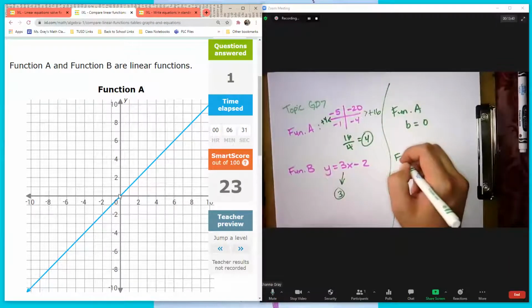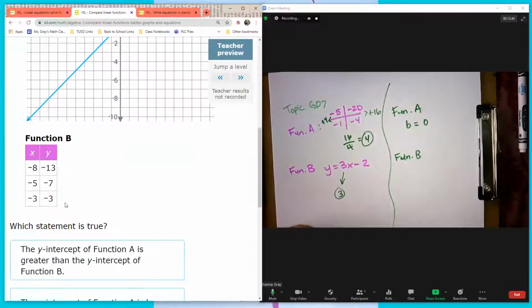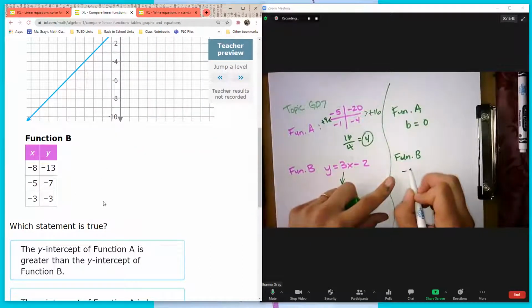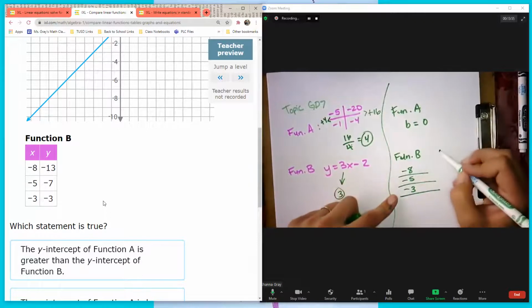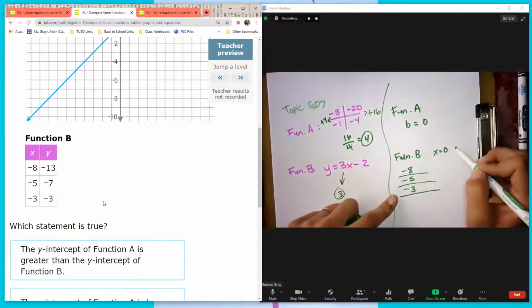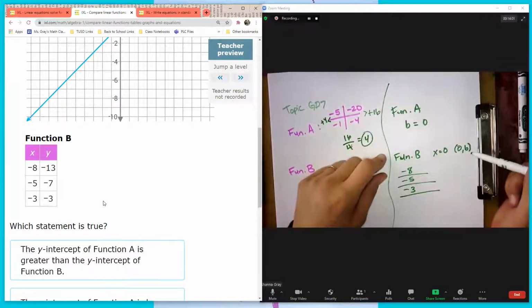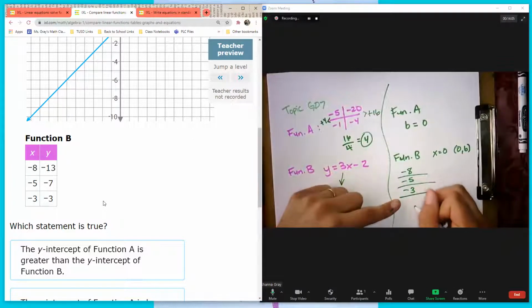So then for function B, I have a table. And so you kind of have to look at how your table is acting. So right now I have -8, -5, -3. And what I really want to know is what happens when x is 0. I want to know what the b is, where it crosses that y-axis. And so I just need to kind of move down my table until I get to that point and see what it ends up being.